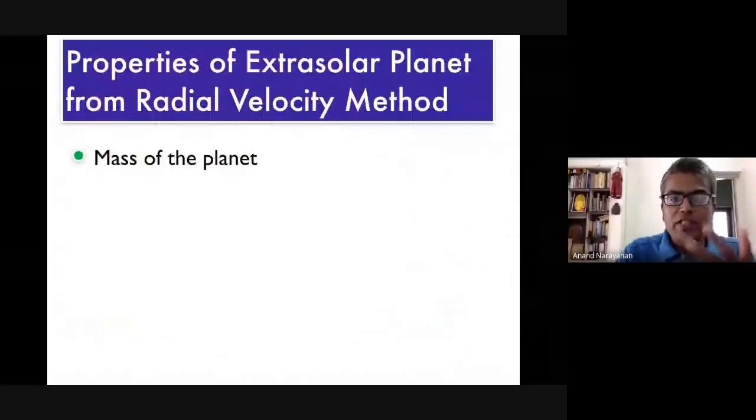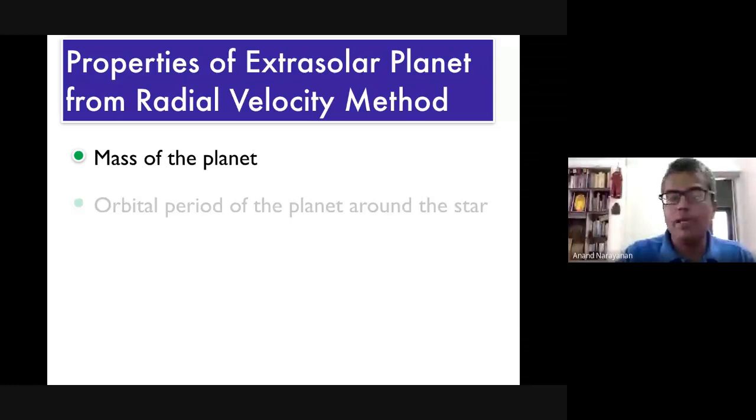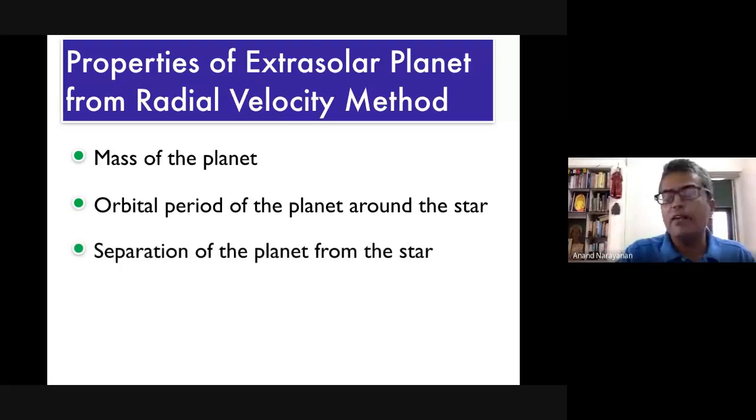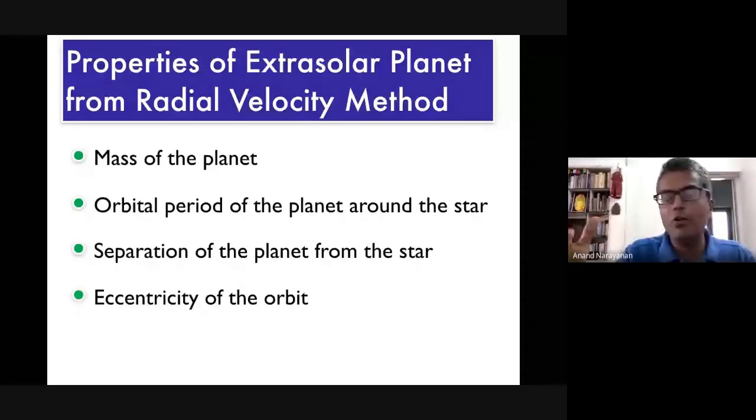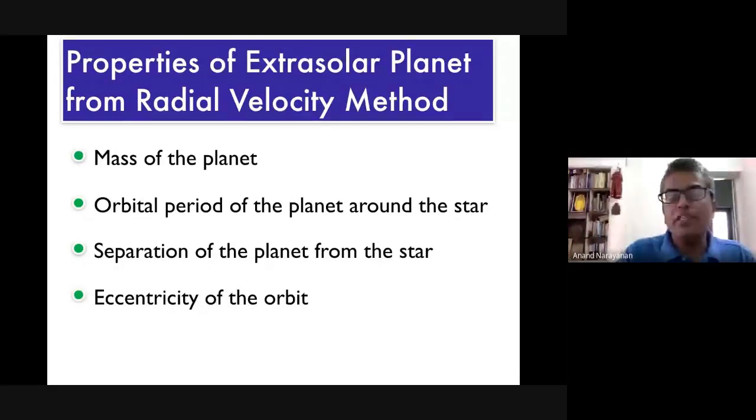So just to sum up this radial velocity method, the kind of information that we can gather from this radial velocity technique is, one, we can know the mass of the planet, how massive the planet is. We can find out how far away the planet is from the star, and we can find out how long it takes for the planet to go around the star. And lastly, we can also find out whether the planet is orbiting in a circular orbit or whether it's going around in an eccentric orbit. Okay. These are the kinds of information that one can gain from the radial velocity method.